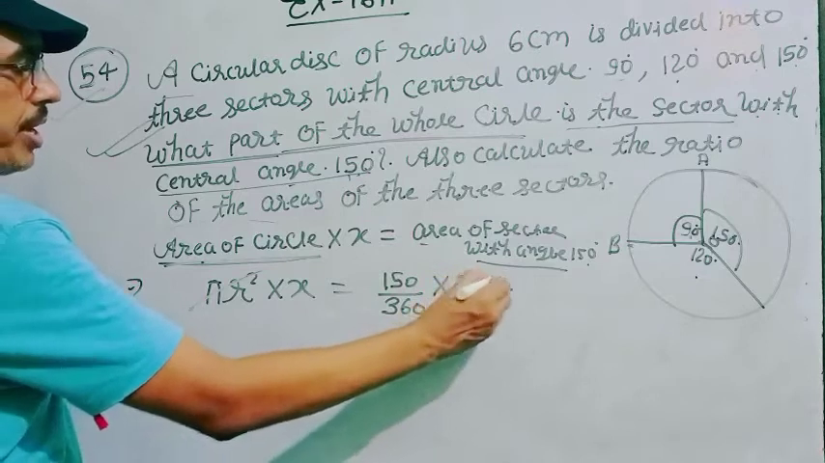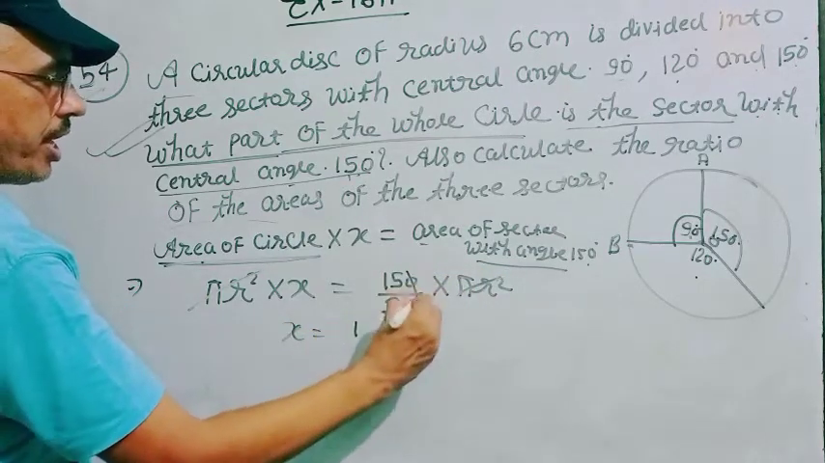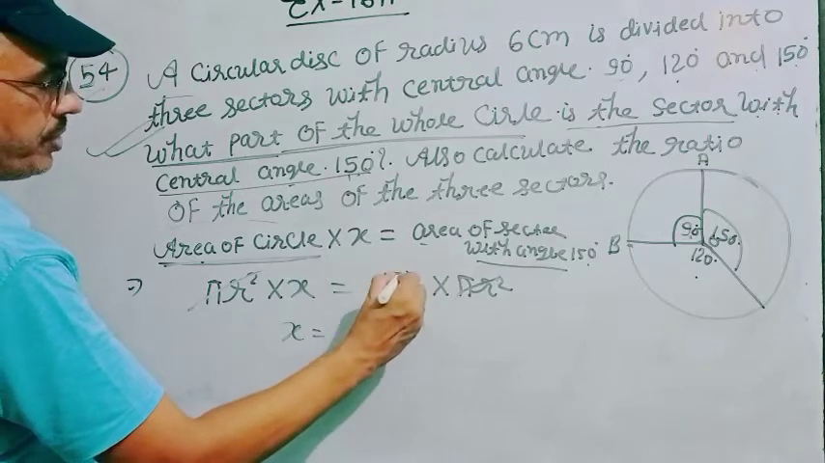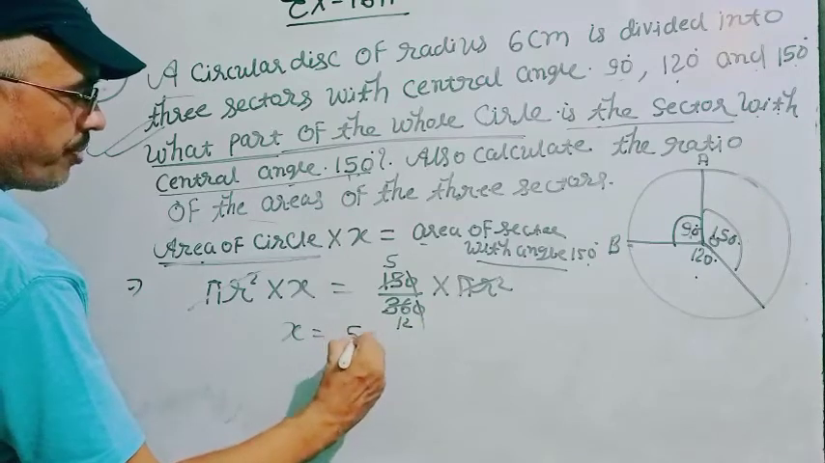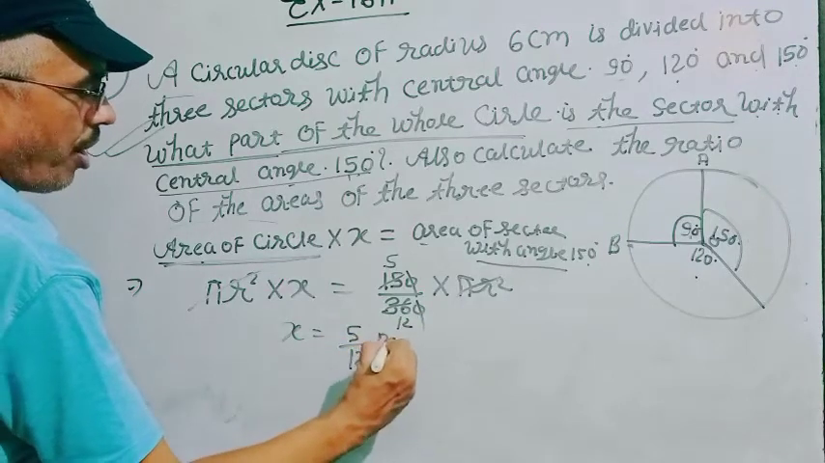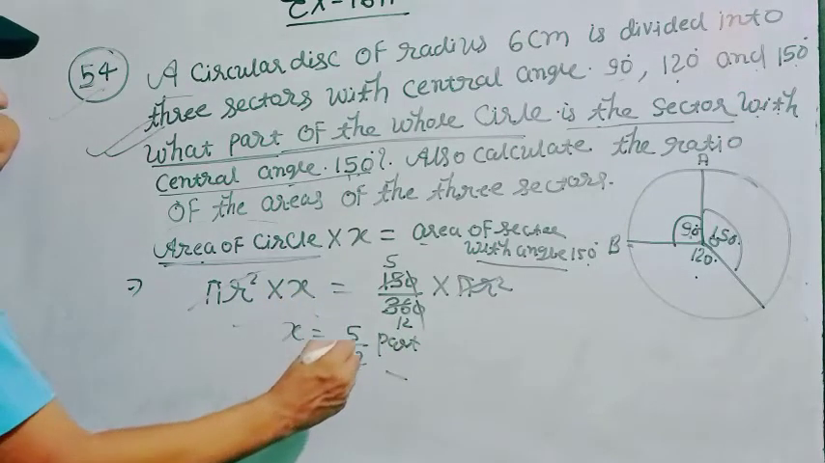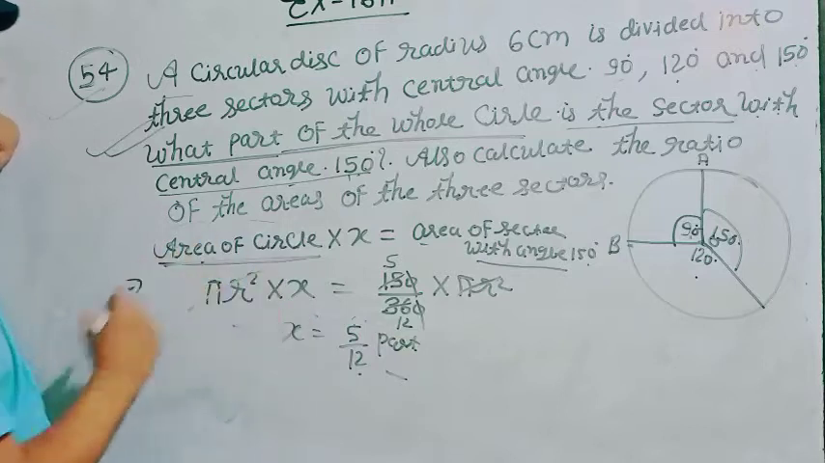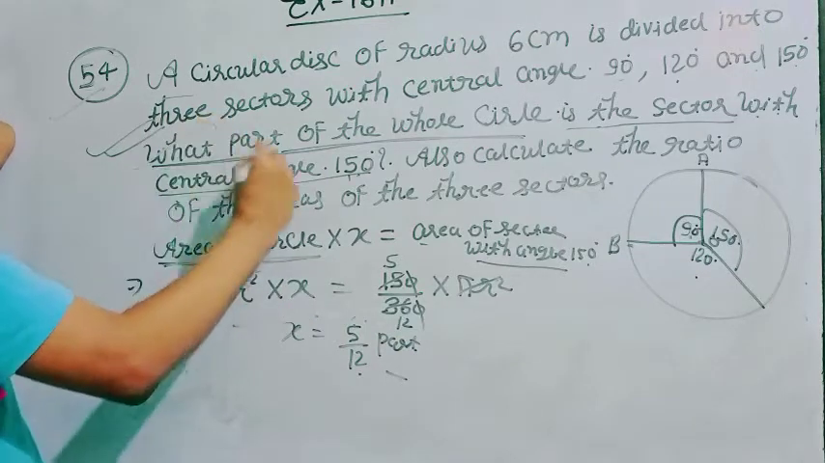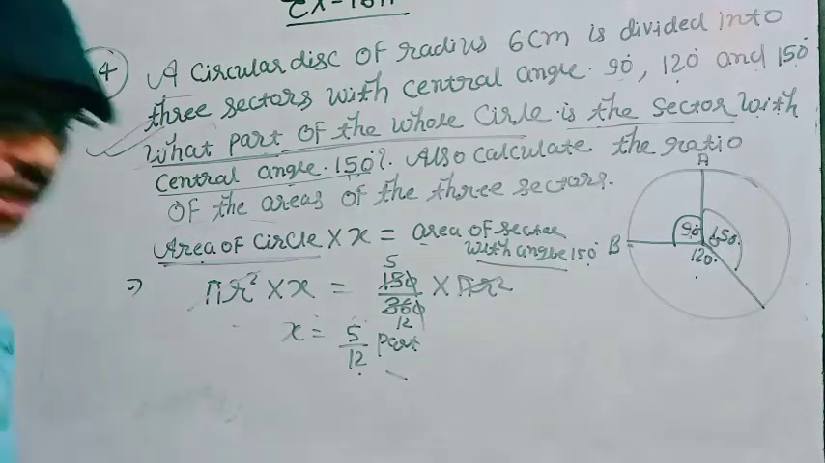The pi r square cancels. That means x is equal to what? You cancel here, 5 threes are 15 and 12 threes are 36. That means 5 by 12 part of the circle is the area of the sector. So the area of the sector is the 5 by 12 part of the area of the circle. So your first question is what part of the area of the circle is the area of the sector.